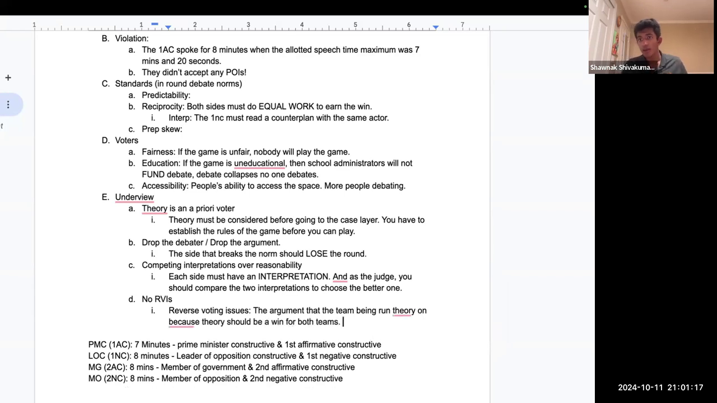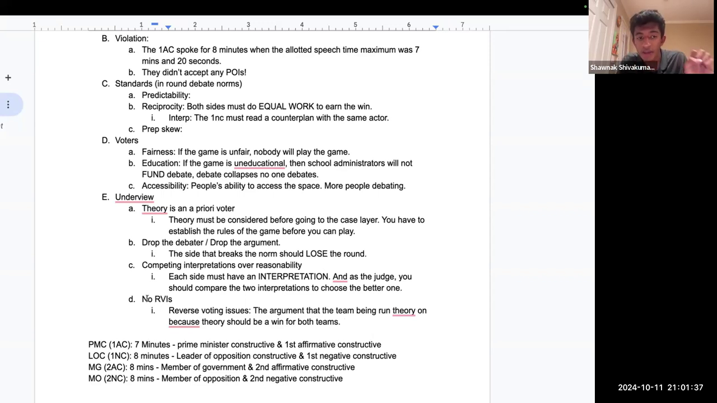because theory should be a win for both teams, right? It doesn't make sense for one team to win the round and if the other team wins the theory shell, nothing happens. We just move on. That shouldn't happen. If I file a lawsuit against you and I lose the lawsuit, I should have to pay compensation to you for wasting your time, right? That's the argument of an RVI.